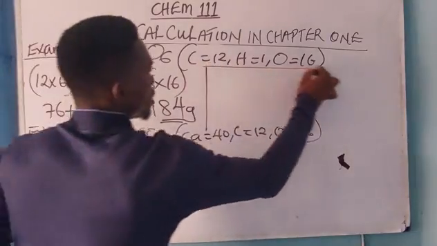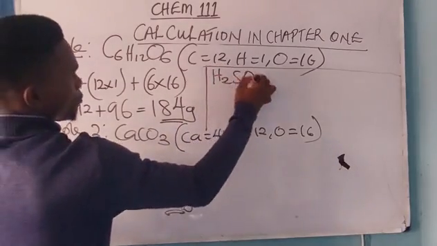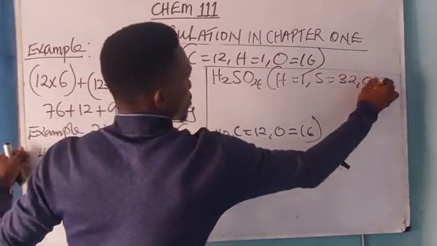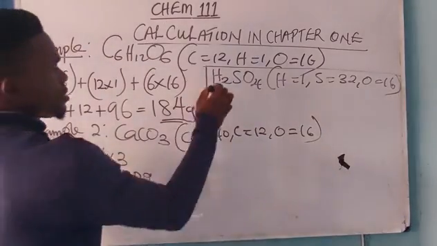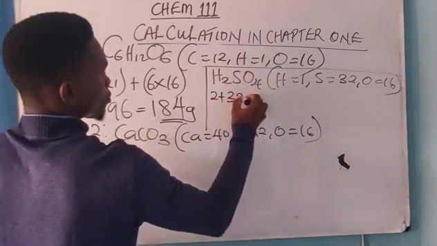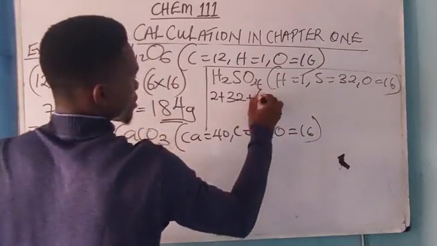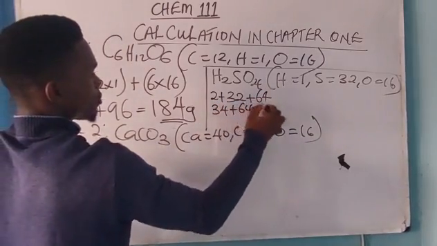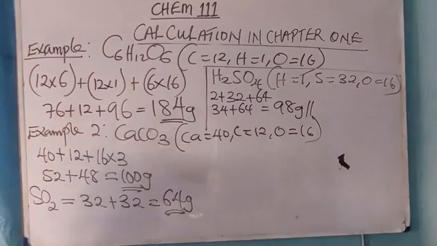If I want to do it for tetraoxosulfate VI acid, that is H2SO4, take H as 1, sulfur 32, then oxygen 16. The same procedure is required. 2 times 1 is 2, my sulfur is 32, then oxygen 4 times 16, that should be 64. So 2 plus 32 is 34. 34 plus 64 should be 98 gram. So that is the answer.